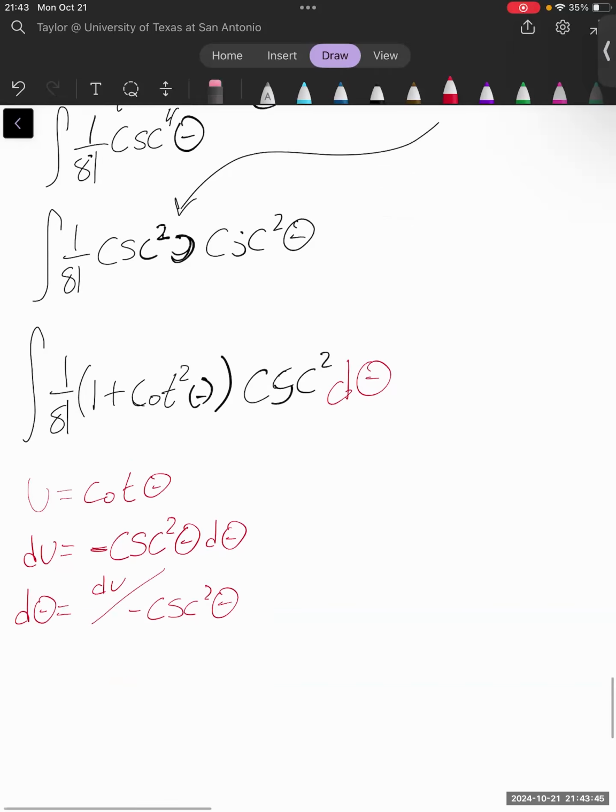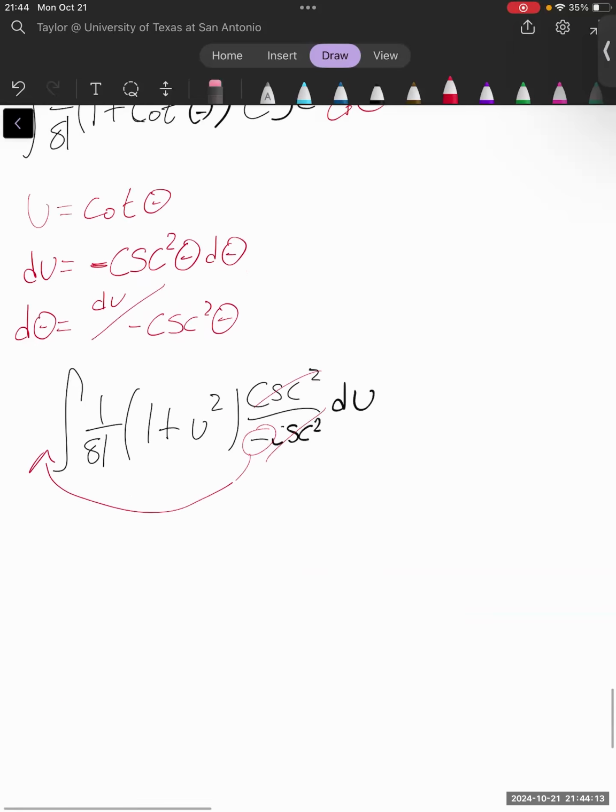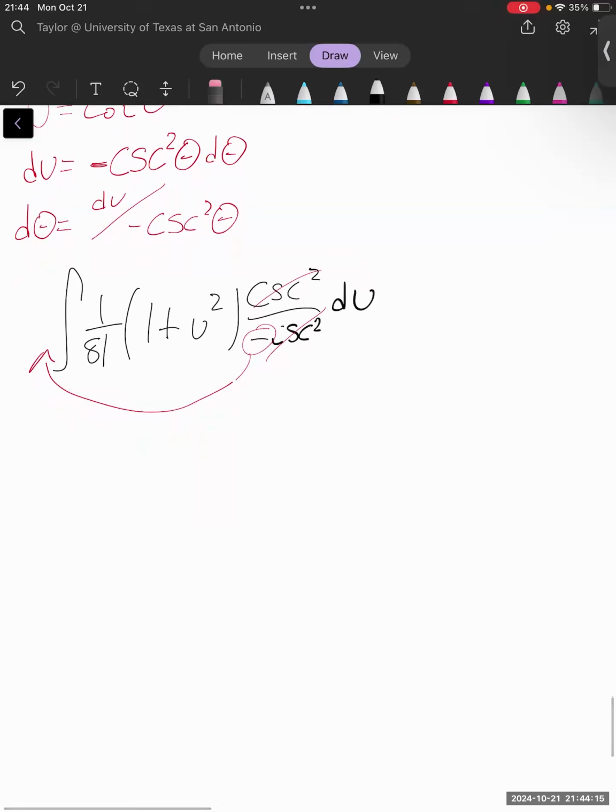So substituting these back in, I get the integral of 1 over 81, 1 plus u squared, and then cosecant squared theta over negative cosecant squared theta du. Those cancel, we still have our negative sign, so I'm going to pull it out, giving me the integral of negative 1 over 81, 1 plus u squared du.